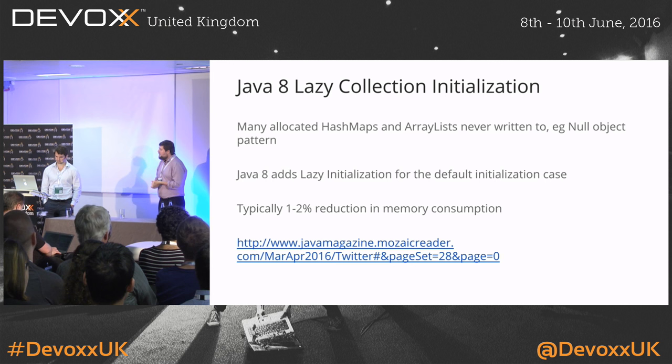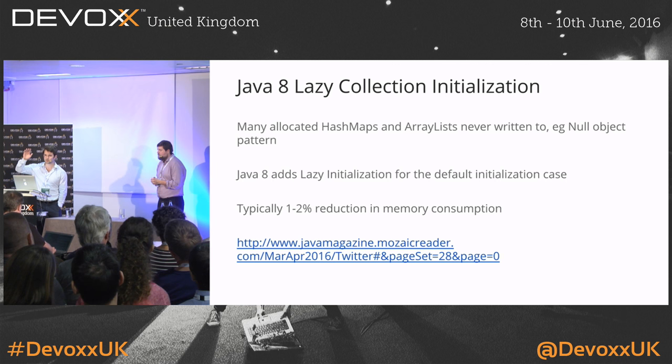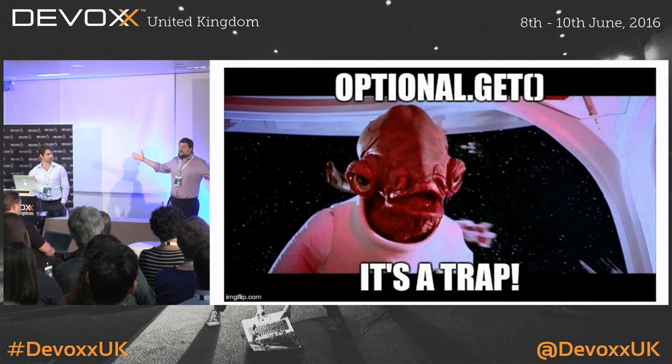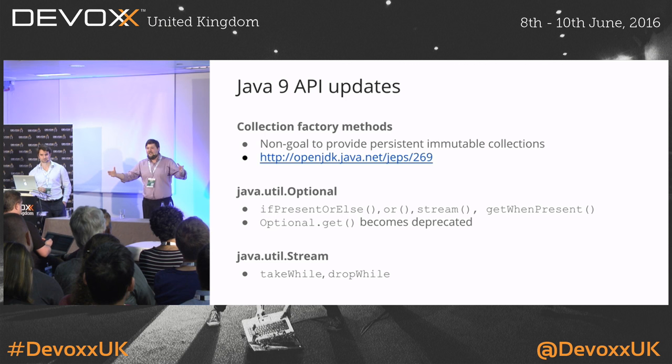But there was also a slightly more interesting change as well, a renaming change. So a quick raise of hands. Is anyone using the Optional data type in Java 8 or in Google Guava potentially? Wow. So one of the interesting things was the observation about Optional.get was that it's a trap. It's a huge trap. Okay? Can we all say it together, please? 3, 2, 1. It's a trap.